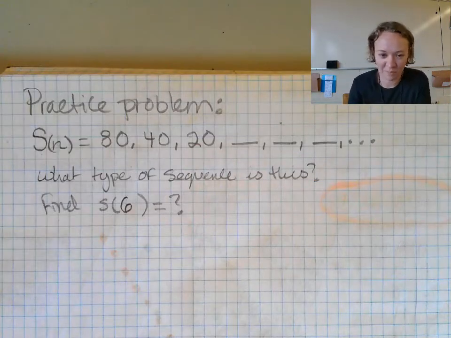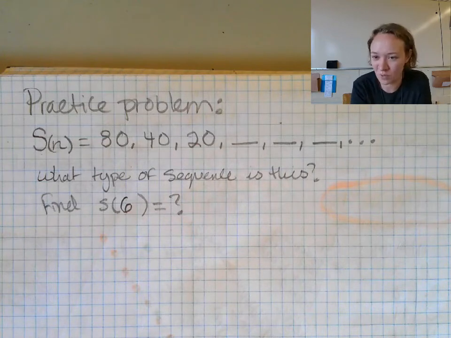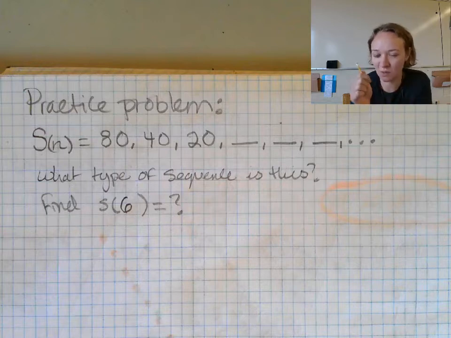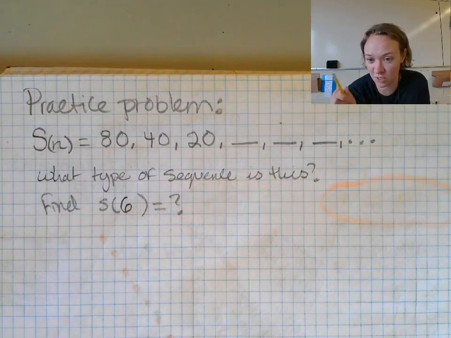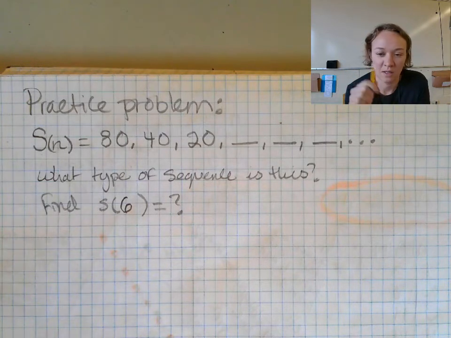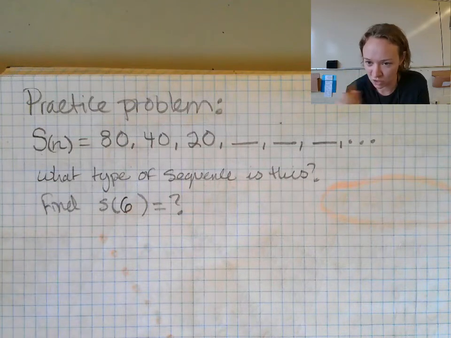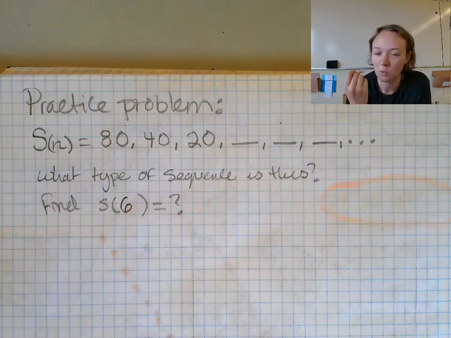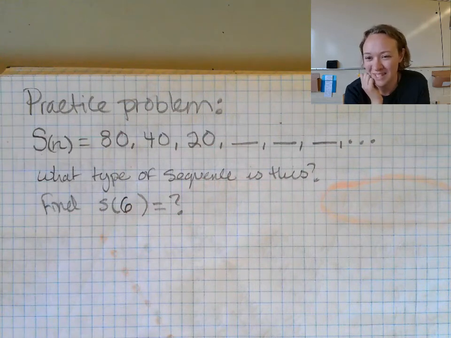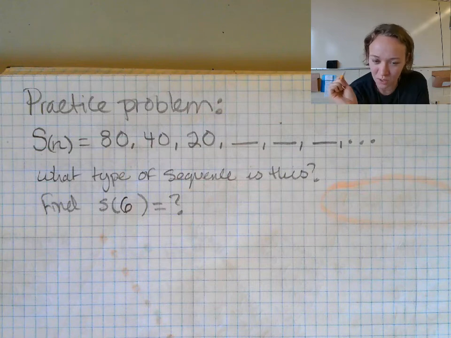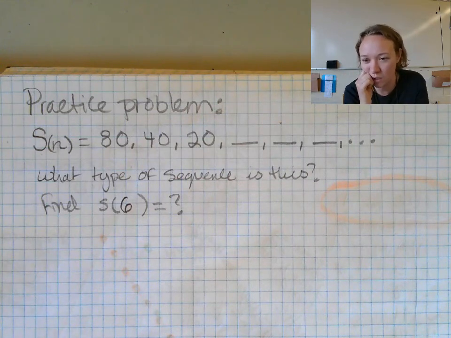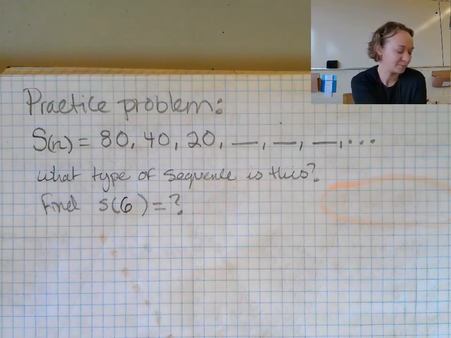All right, practice problem. I've given you a new sequence. This is sequence S because it's a sequence. I want to know what type of sequence this is, so arithmetic or geometric. You'll need to remember how to write those words so you can type it in properly. And then I also want you to tell me the value of the 6th term. So what is the 6th term in this sequence? And is this sequence arithmetic or geometric? Good luck.